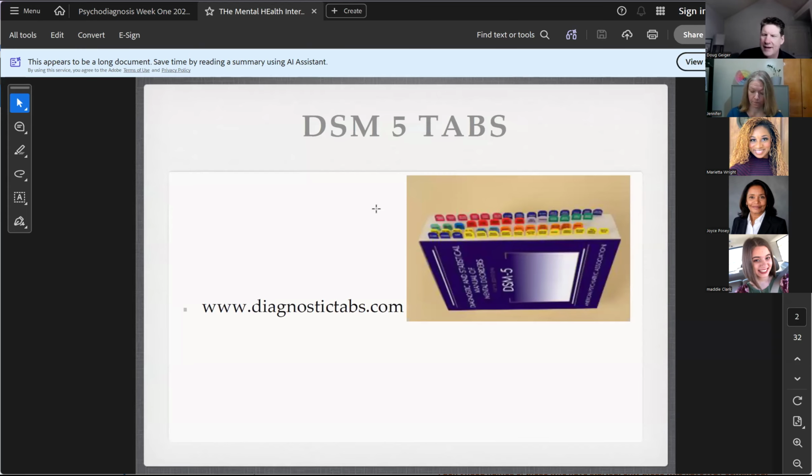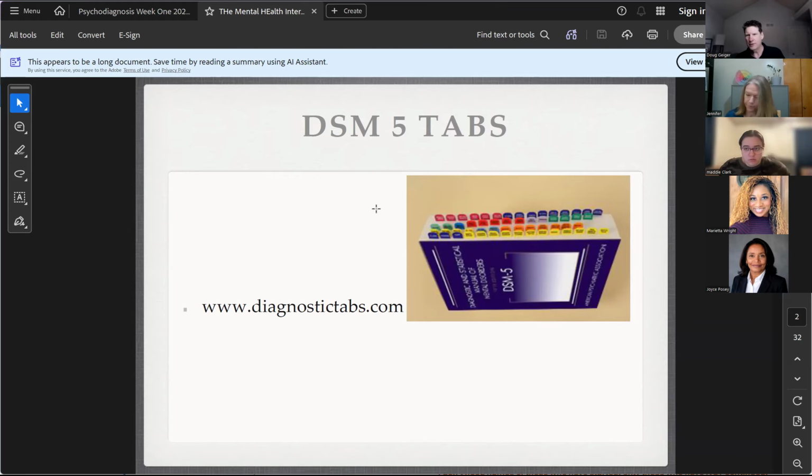So we talked about the DSM. One thing I want to point out here is there's this company called diagnostictabs.com. If you look at this DSM here, it's got these tabs on it. I don't have my other DSM available, but the tabs kind of stick out, and you can just read on the tab and go straight to the diagnosis, right? So you don't have to keep fumbling through the DSM all the time. It takes you directly to the diagnosis that you want to read about and think about. So it's pretty cool. I wanted to include that on there.